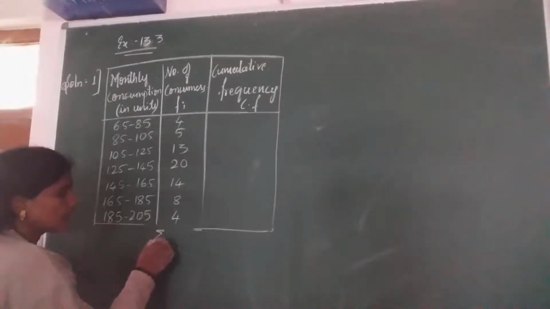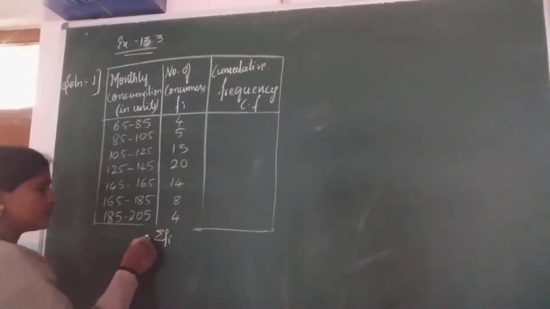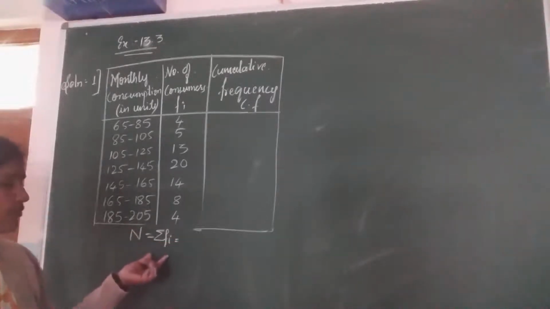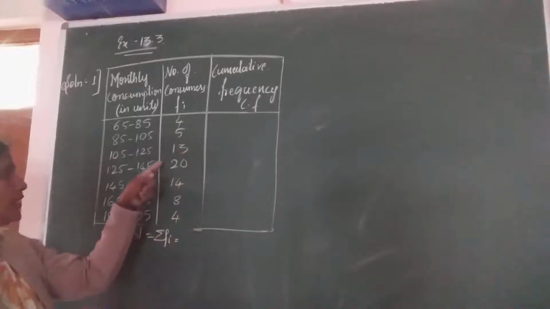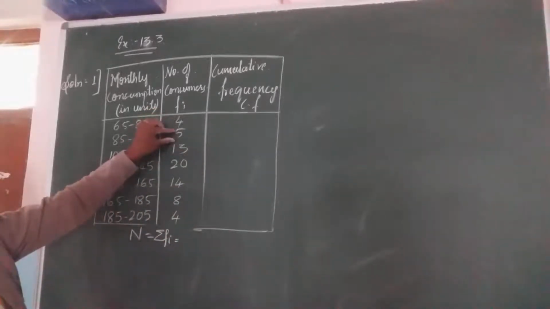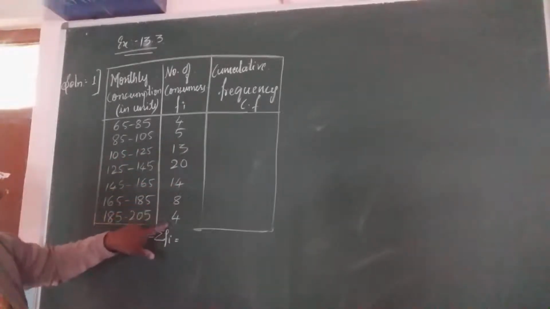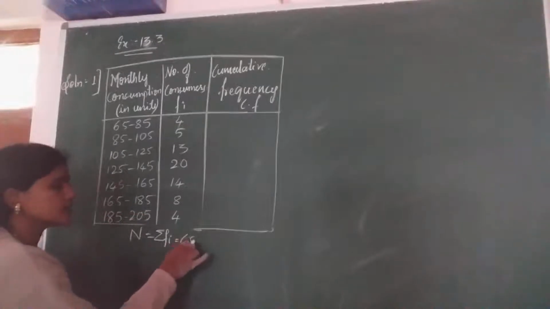Now let us add the frequencies, the sum of the frequencies. It is also called capital N. So the summation of Fi is obtained by adding: 4, 9, 22, 42, 56, 64, and 64 plus 4 is 68.